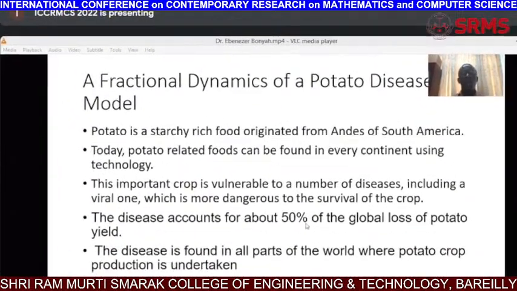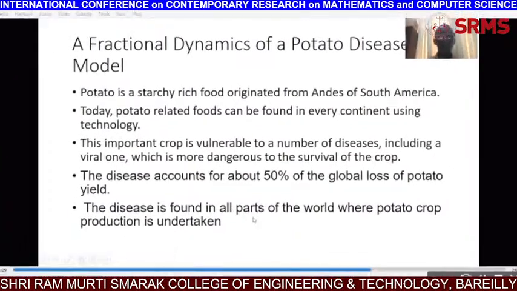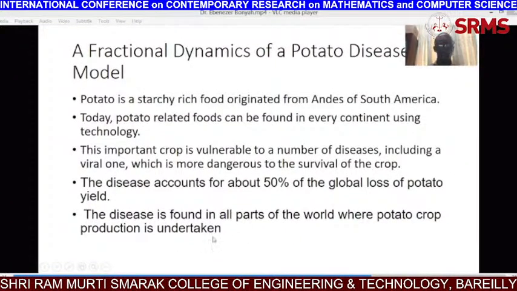The disease accounts for about 50% of the global loss of potato yield. The disease is found in all parts of the world where potato survives. So this calls for serious investigation. That was my passion to study the disease in potato. But this model has been examined classically by an author, and I felt that there was still a gap to look at it more closely using a fractional perspective.